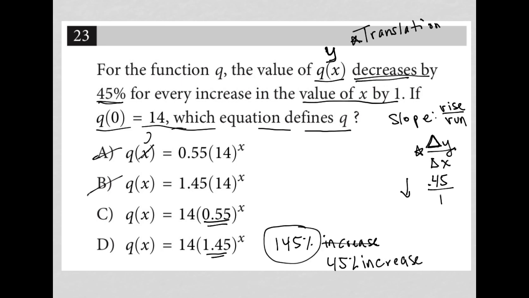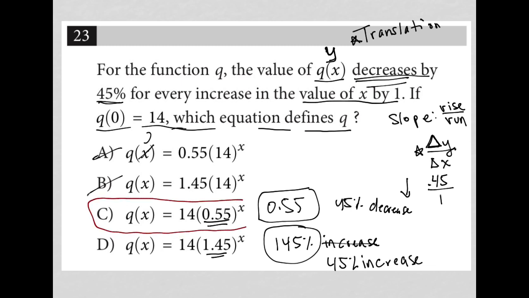We want a 45% decrease. So again, 0.55 would represent a 45% decrease, right? Because if you decrease by 45%, you're left with 55%. So I'm liking choice C as the best answer to this question.